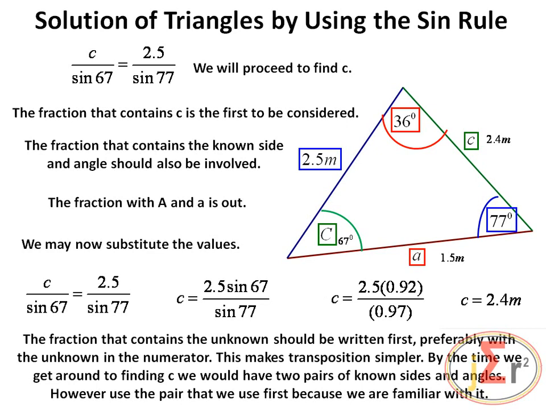Of course, you remember how the sine rule is written? Sine A over A, sine B over B, or you may write A over sine A, B over sine B. Which one do we choose? We choose the one that gives the unknown in the numerator. That makes the transposition one step shorter.